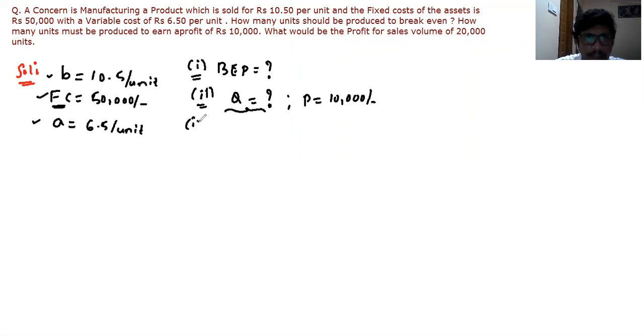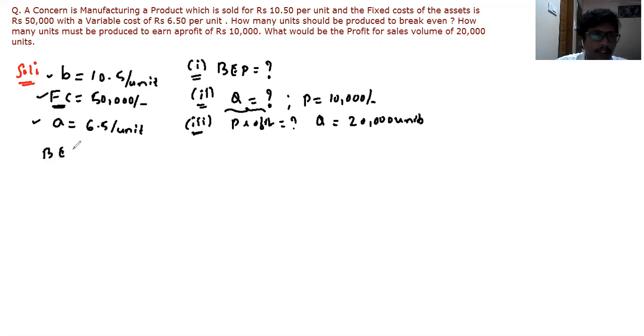And the last part of the question, what would be the profit? The profit equal to how much, for a sales volume of 20,000 units. So let's look into the question one by one.